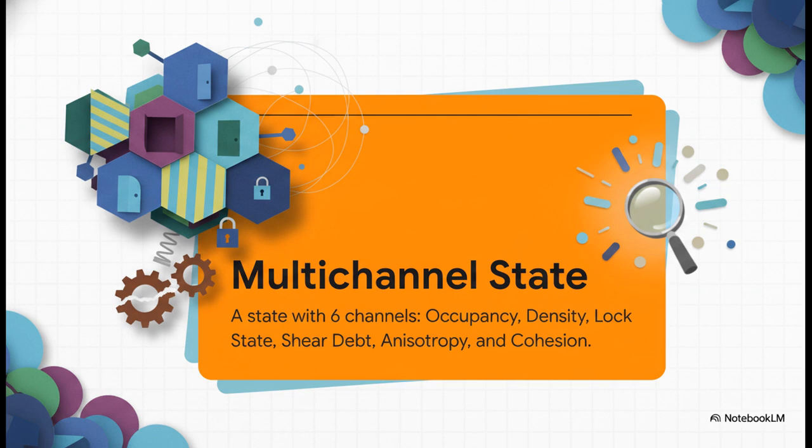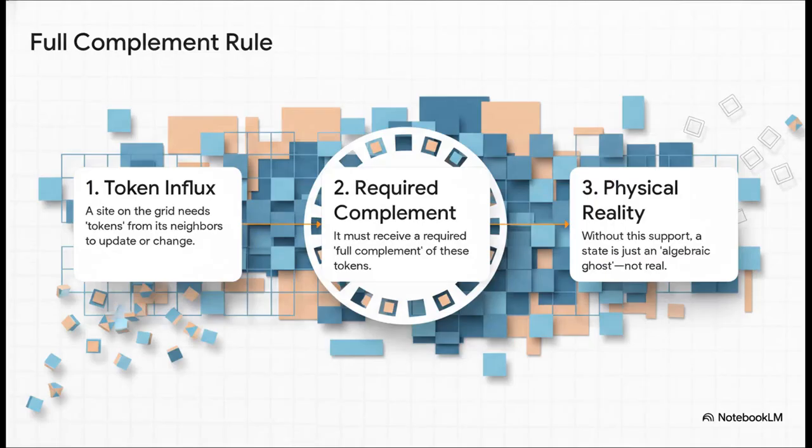These hidden properties, things like internal stability and cohesion, they turn out to be absolutely crucial for deciding whether that state can even exist. Which brings us to probably the single most important new rule of them all, the full complement rule.